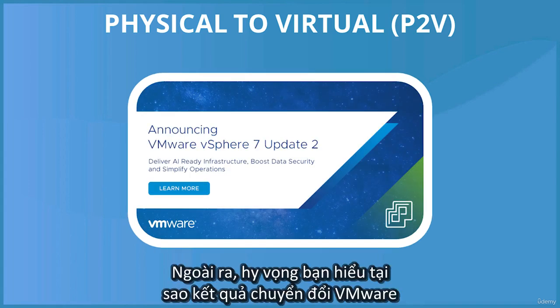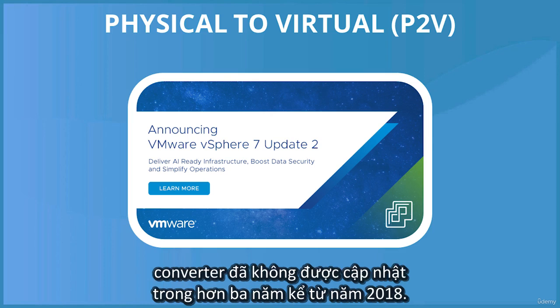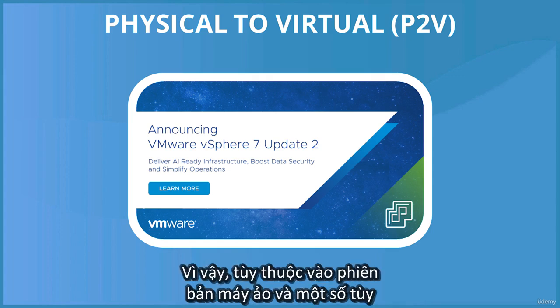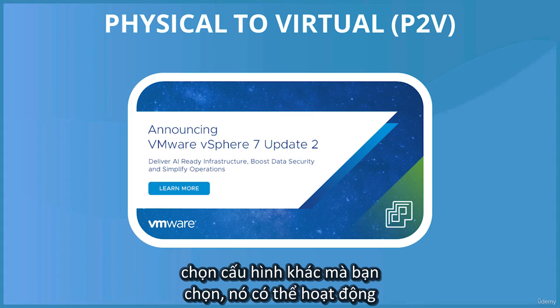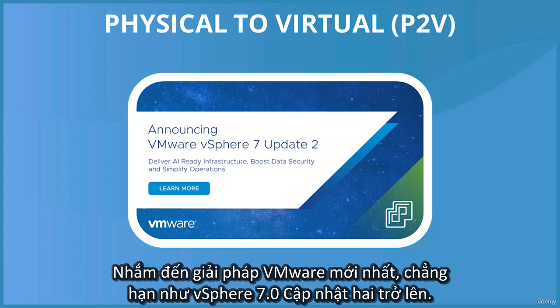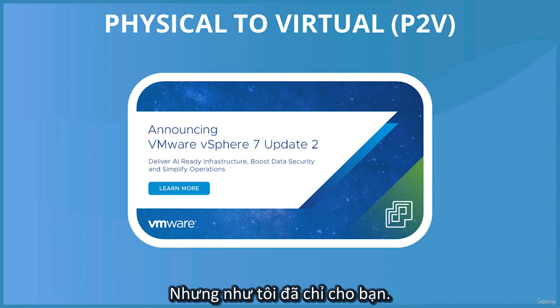Also, hopefully you understand by the conversion results, VMware Converter has not been updated in over 3 years, since 2018, it looks like here. So depending on the virtual machine version and some other configuration options that you select, it may or may not work without error targeting the newest VMware solutions, such as vSphere 7.0 Update 2 and higher. But, as I showed you as well, there are some pretty easy workarounds.